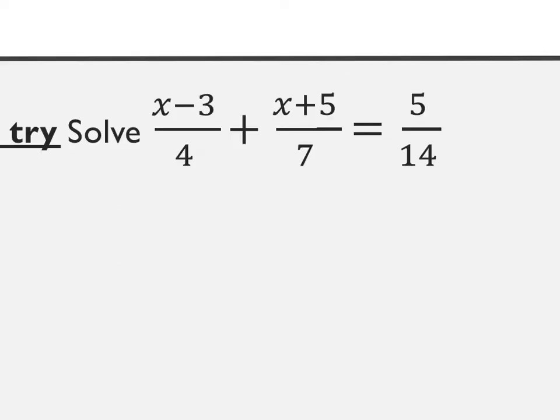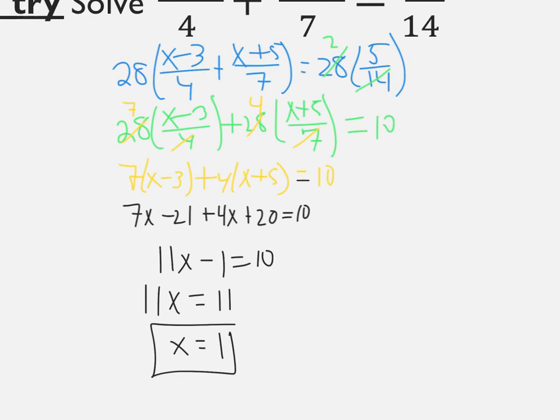I want you to take a few minutes and try this example, you try. Hopefully with this one you do get x equal to 1.